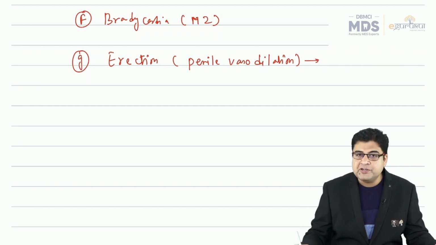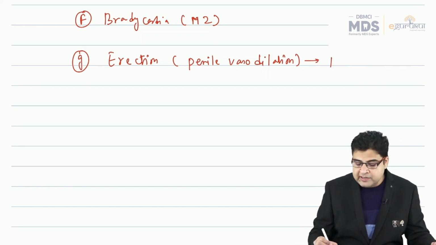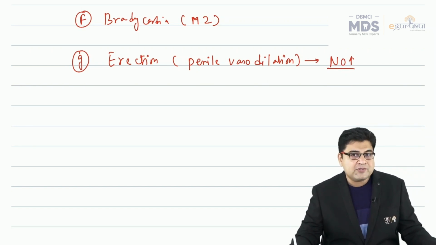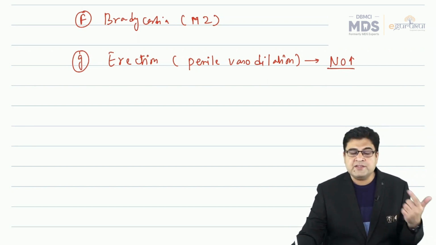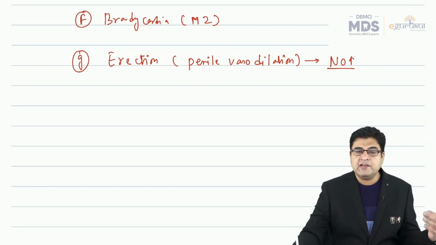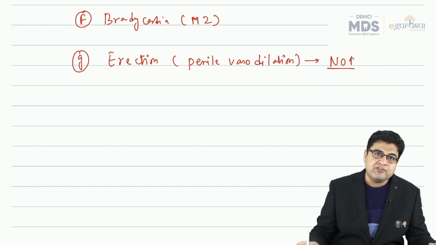Now, how will this penile vasodilation take place? The same mechanism, the nitric oxide mechanism. And this nitric oxide will induce which enzyme? Who will answer me this question? Nitric oxide will induce an enzyme, we call it guanylyl cyclase enzyme. With the help of guanylyl cyclase enzyme, the cyclic GMP level is raised, and that will cause erection.